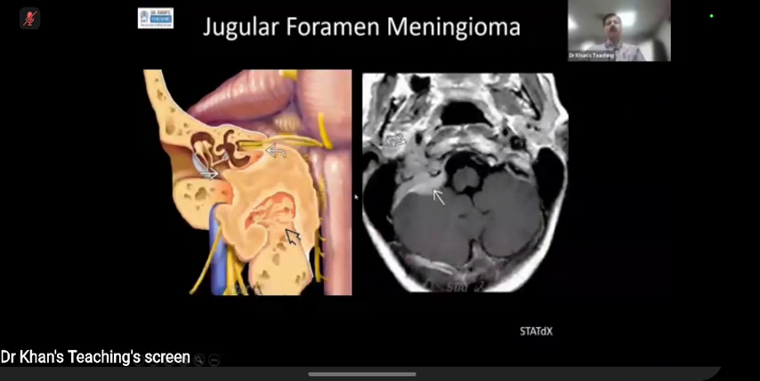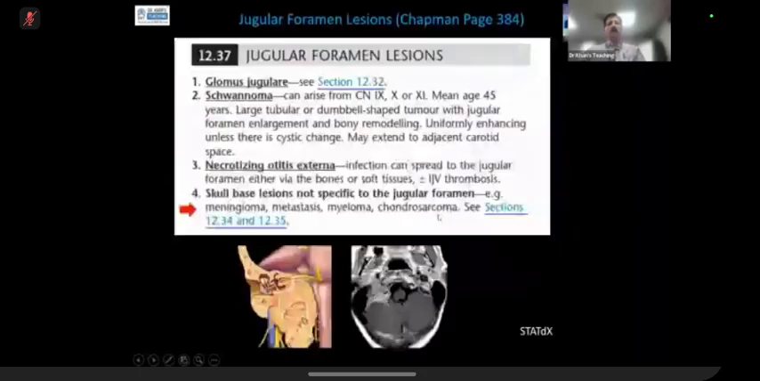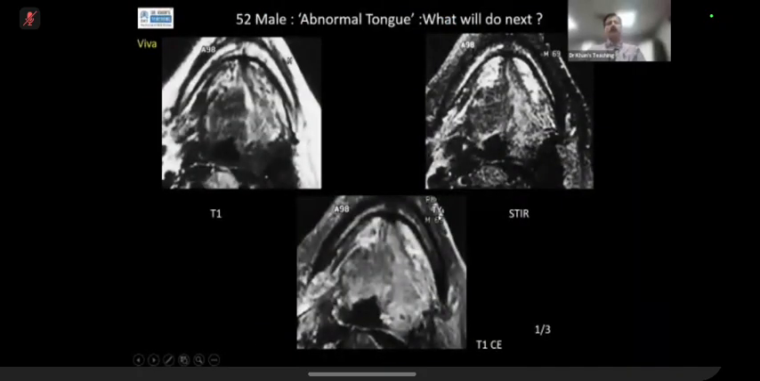Take-home point is that there are types of meningiomas which penetrate into the bone, and then they can cause hyperostosis. I'll show you these cases subsequently. But it can happen in the jugular foramen also.